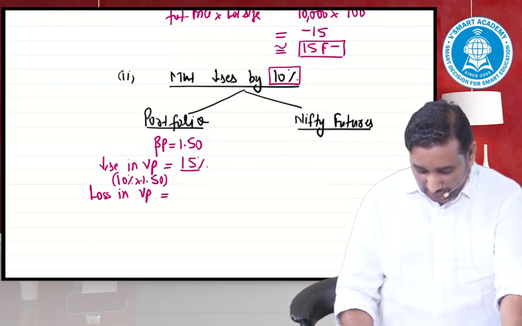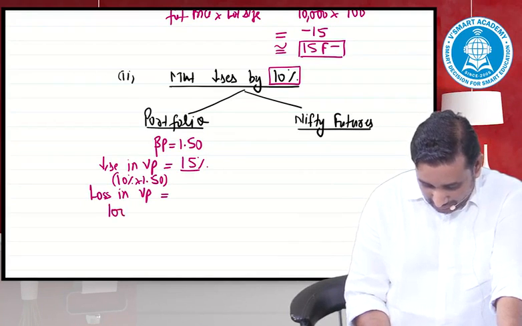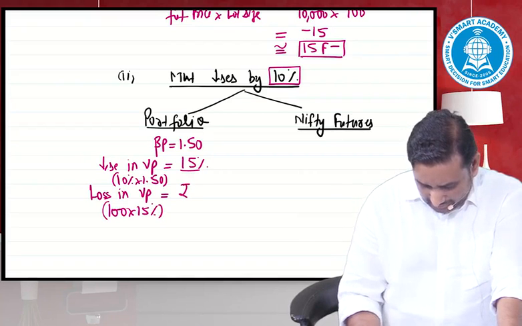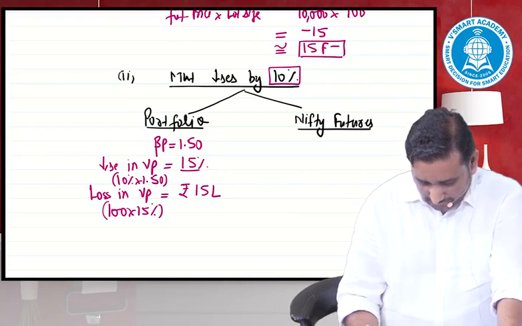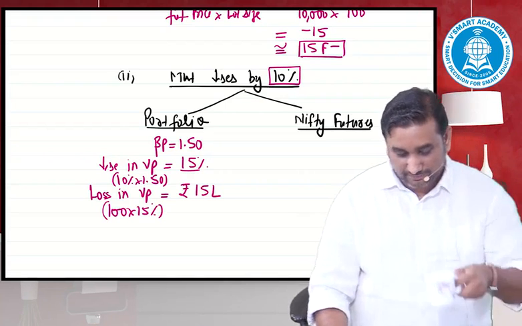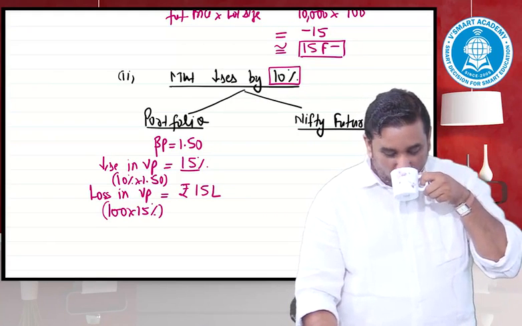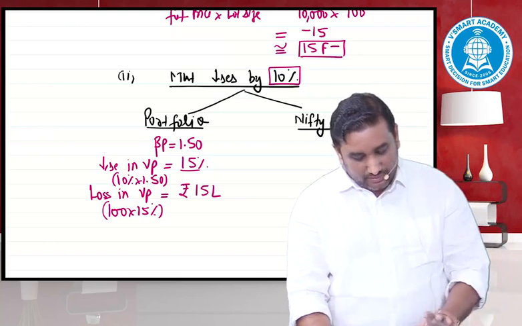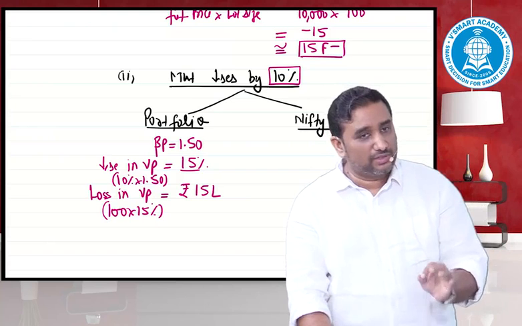100 lakh portfolio, 15% loss comes out. 100 lakh into what? 15. How much loss comes out? How many lakh? 15 lakh. It comes out. This 15 lakh loss has to come whether you like it or not.